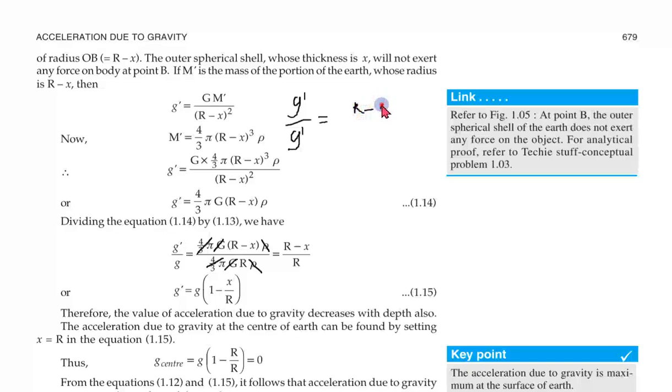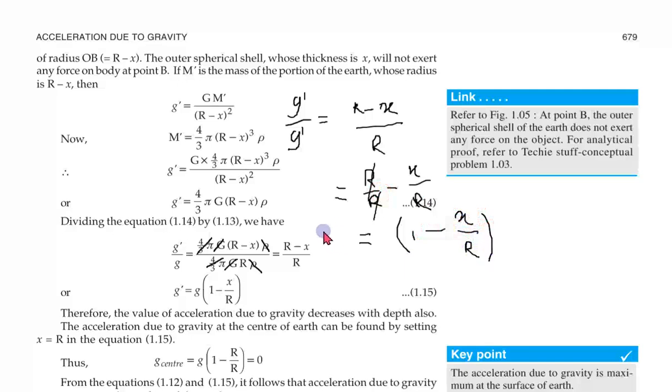Minus x by r. So we can divide the 1 by r, minus x by r. We can limit, so here 1 cancels 1. So minus x by r. That is g dash, that's it. So g is my g. We can limit it.